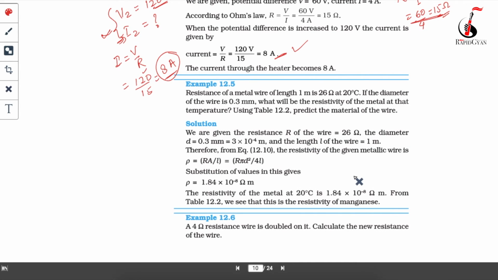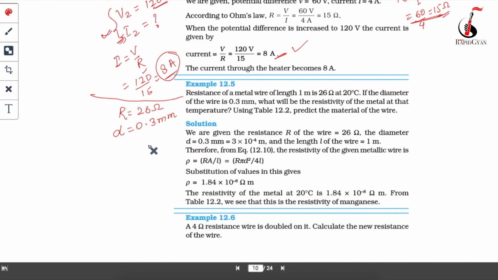Next question is 12.5. What this question is saying is that the resistance of a metal wire of length 1 meter is 26 ohm. All right, so let me write over here. Resistance is given as 26 ohm, at 20 degrees Celsius, and the diameter of the wire is 0.3 mm. Now what's given, beta? Diameter is given as 0.3 mm. Mm is millimeter. What will be the resistivity of the metal at that temperature?